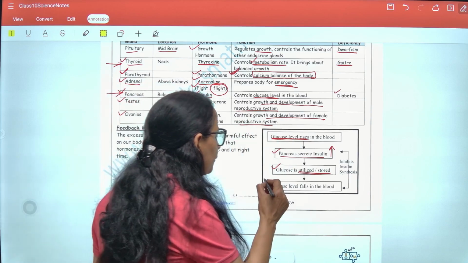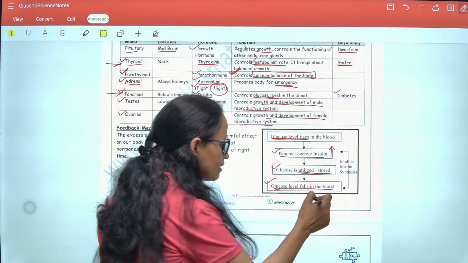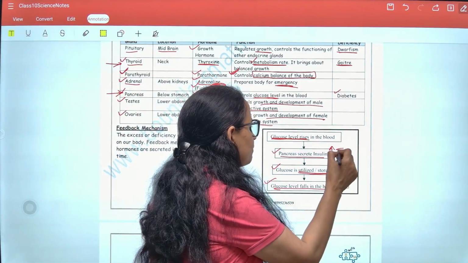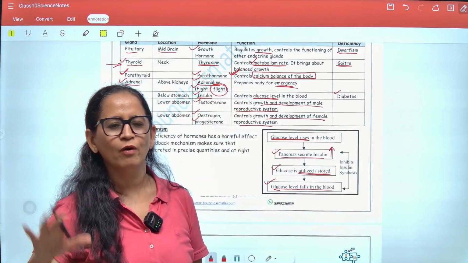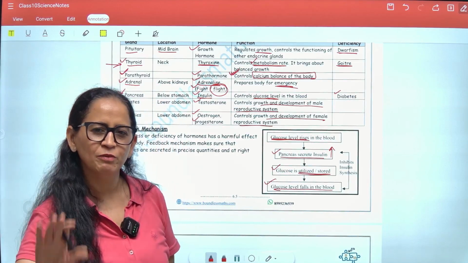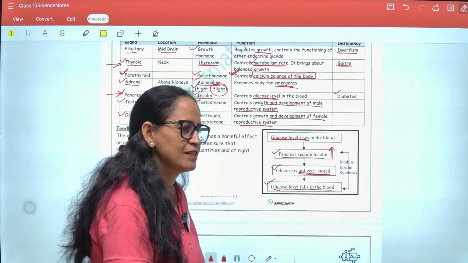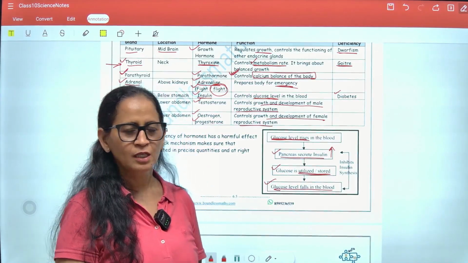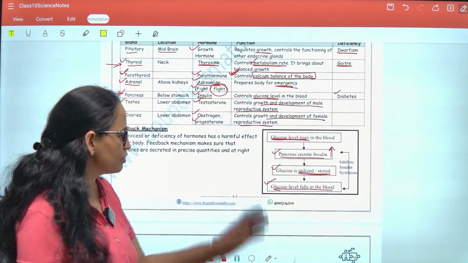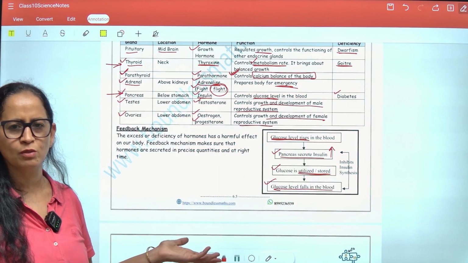And when the glucose level falls in the blood below a certain limit, it again tells the pancreas to stop releasing more insulin, otherwise it will go even further down. So you stop releasing more insulin, let it be normal now, the glucose level has been restored to a normal range, right? So this is called the feedback mechanism that works in our body, and it is not just for this hormone but for other hormones also.